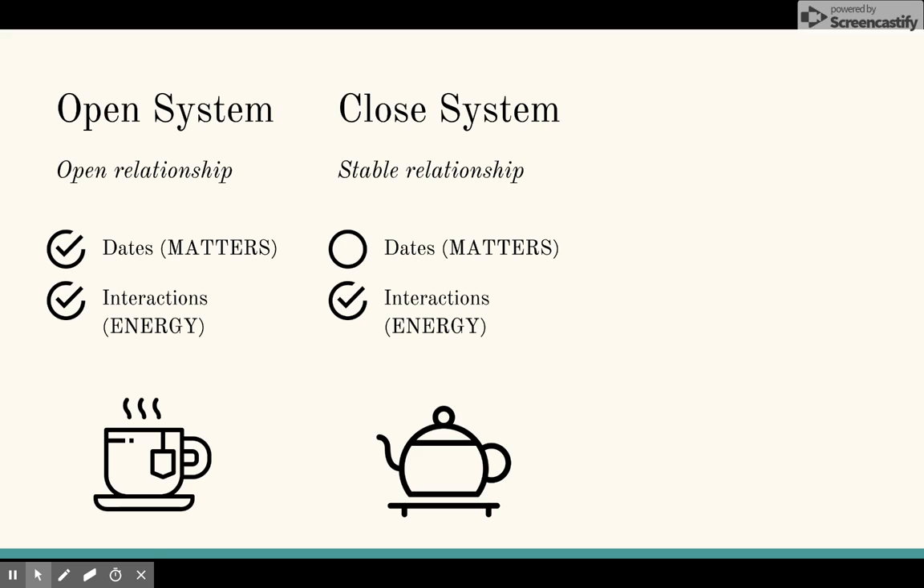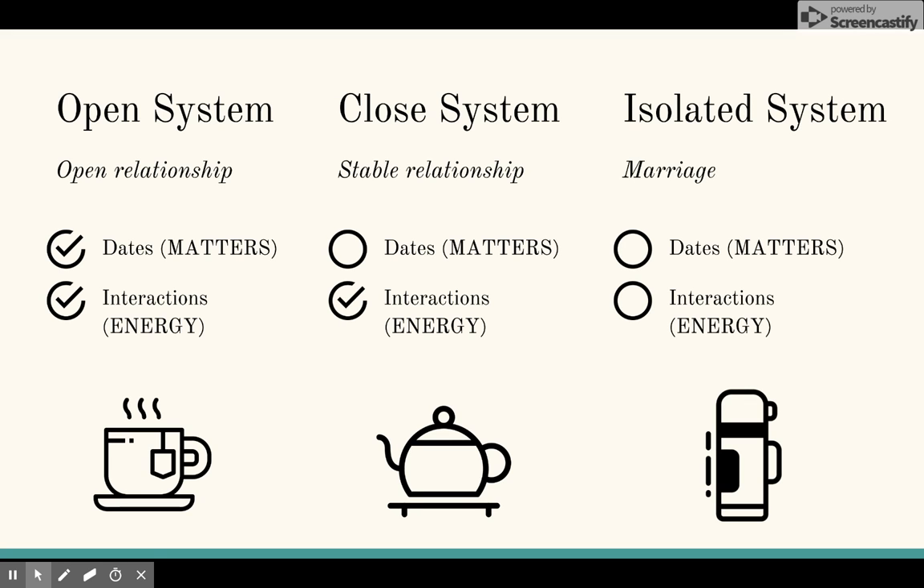A closed system is when the couple is in a stable relationship. There is a fixed amount of matter in a closed system, meaning the couple is not going out on dates with people other than each other, but they can still have friendly interactions with others. Thus, while there is no exchange of matter, the exchange of energy with the surroundings still occurs.